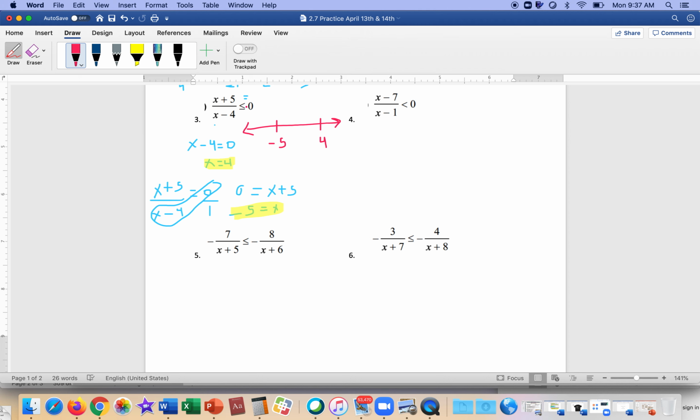Then negative 5 plus 5 is 0. And 0 over negative 4 is 0. Is 0 less than or equal to 0? Yes.